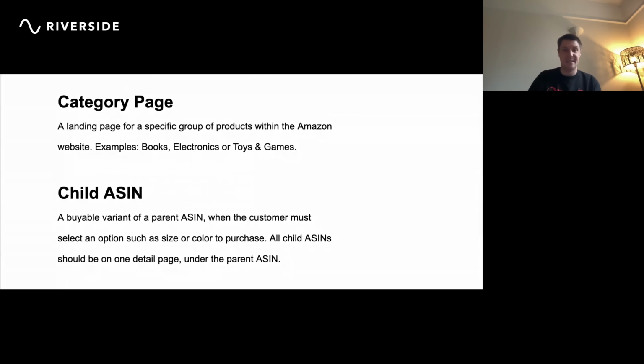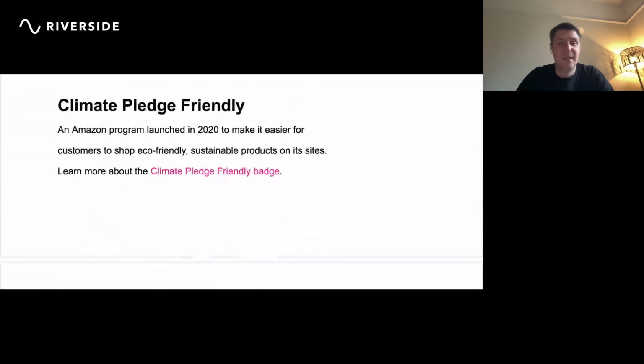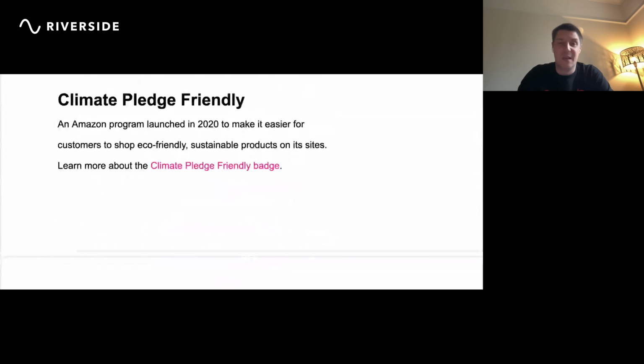Child ASIN, that is the buyable variant of a parent ASIN that we went over earlier on. Climate Pledge Friendly. So this is usually associated with a badge. There'll be lots of badges that you'll see on product listings and in the search results, like Bestseller, Amazon's Choice, etc. The Climate Pledge Friendly badge appears at the bottom of the listing in the search results, and it's bright green, usually accompanied by a little logo of a leaf.